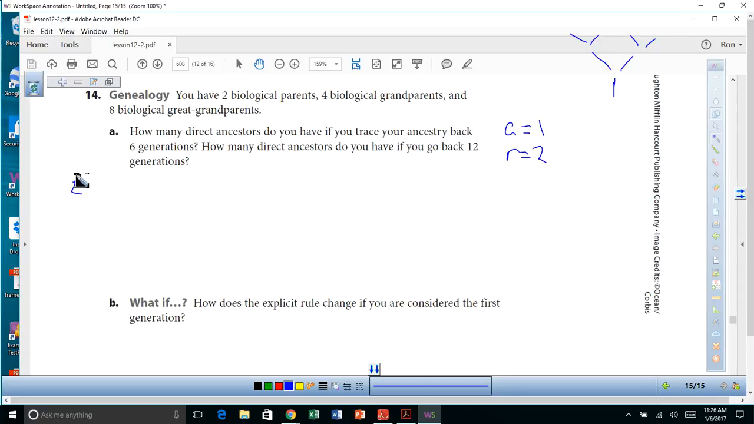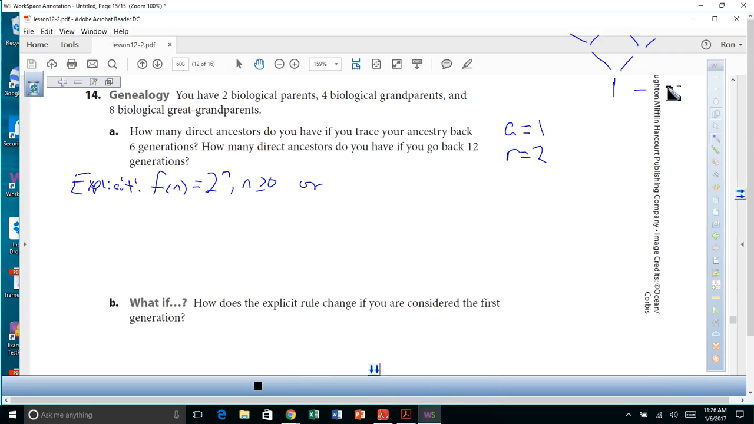Explicit. The explicit formula, f of n equals 2 to the nth power. Okay, and that's if you say this is generation 0. That's if n is greater than or equal to 0.